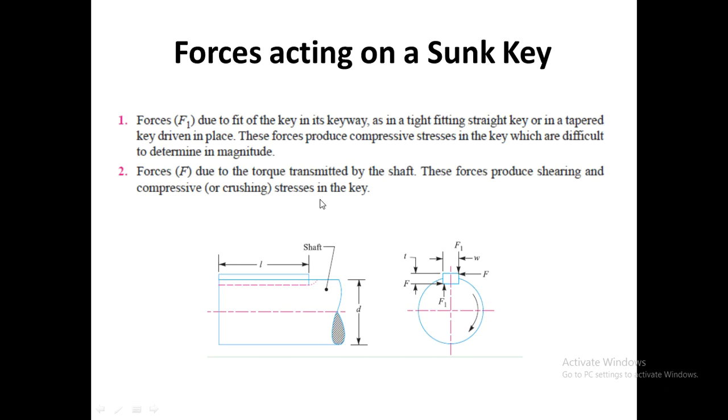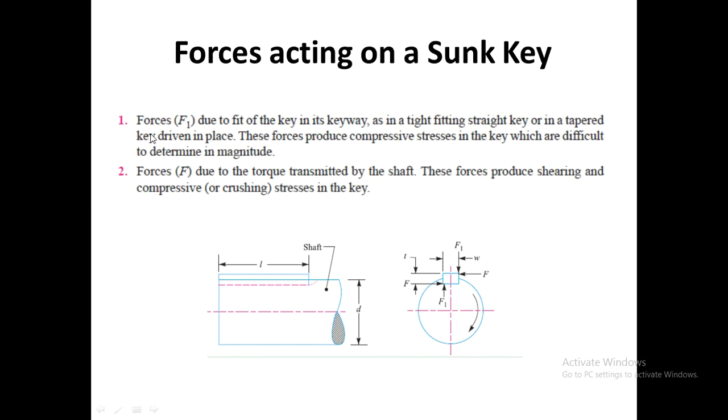So now let us look into the forces acting on a sunk key. There are two forces acting on keys. So we have the force F1, which is nothing but the force acting on the key due to its tight fitting inside the shaft. Now a compressive force acts on the key since it is tightly fitted in the shaft, and this force is generally very difficult to determine, and therefore it is neglected during the design process.